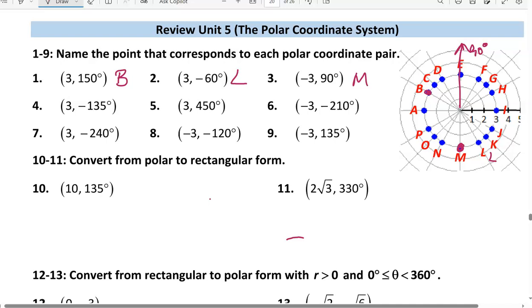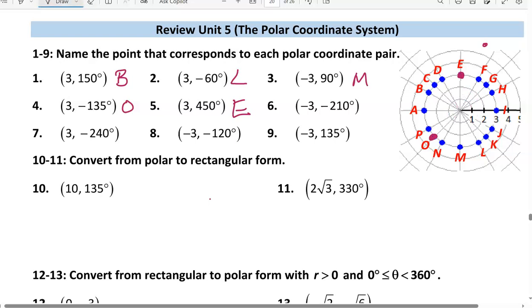For number 4, the point is 3, negative 135 degrees. So we're rotating 135 degrees clockwise, and if the radius is positive 3, that brings us to point O. For number 5, we're finding the point 3, 450 degrees. So if I rotate 360 degrees, that's a full revolution. An additional 90 degrees will bring us to 450. That's the point E.